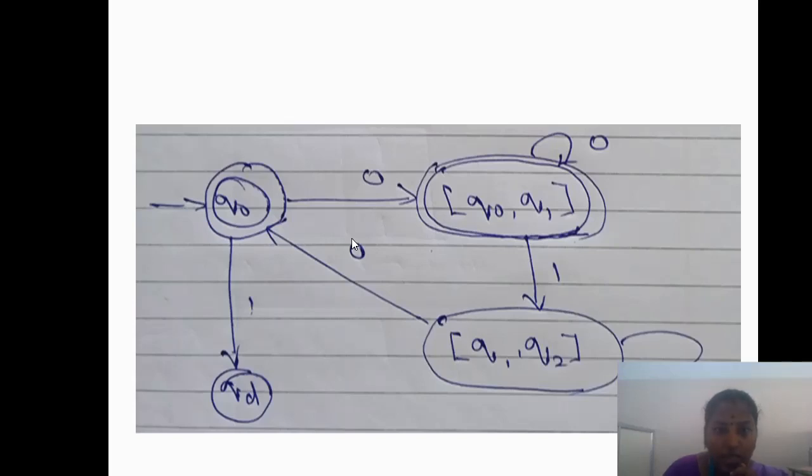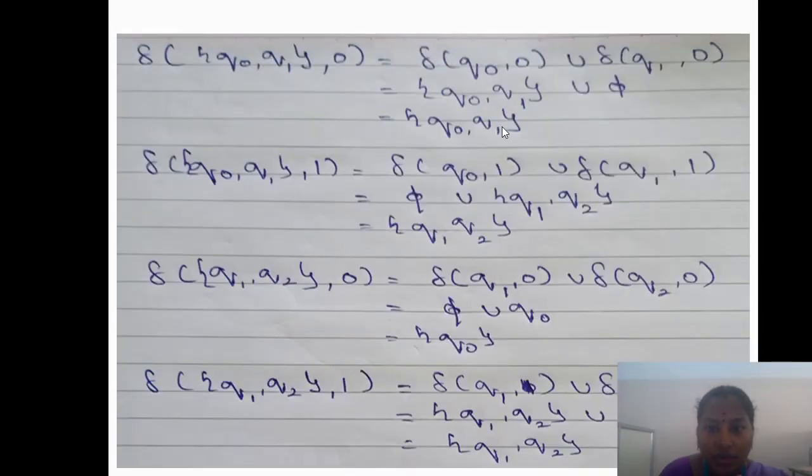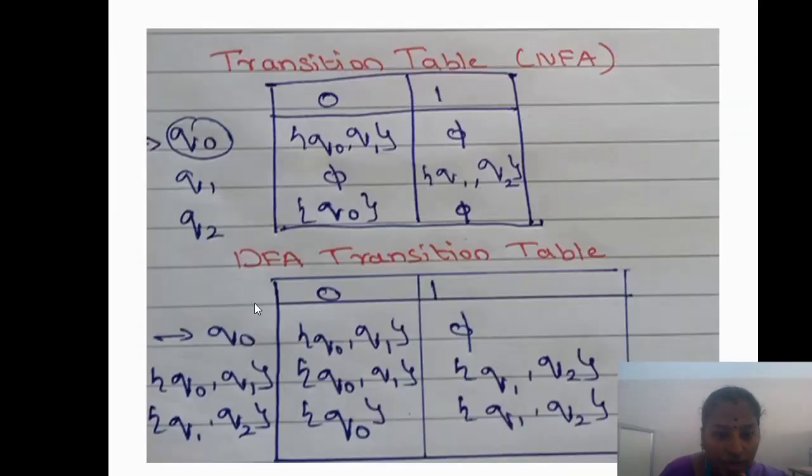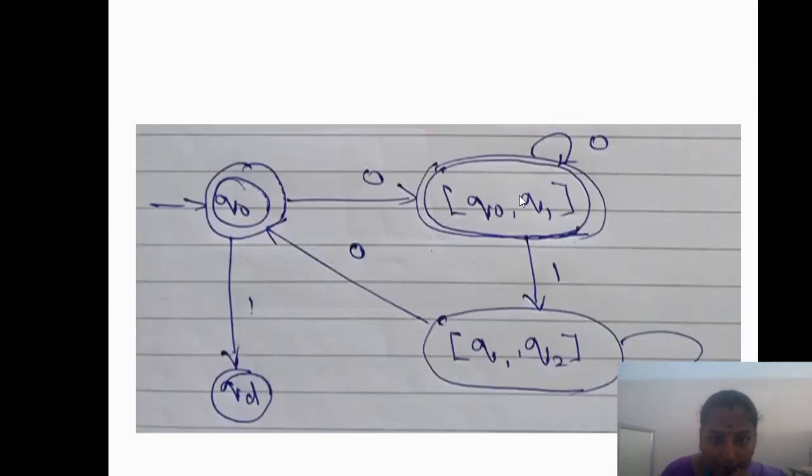If Q0 is 0, where does it go? If Q0 is 0, it goes to Q0 and Q1, so it is represented as Q0 and Q1. If it is 1, there is no transition. For Q0 Q1, if it is 0, it goes to Q0 Q1 itself; if it is 1, it goes to Q1 Q2. For Q1 Q2, if it is 0, it goes to Q0, and if it is 1, it goes to itself. The final transition has no input transition for the input symbol 1, so it is represented as a dead state. You can denote the dead state as QD.